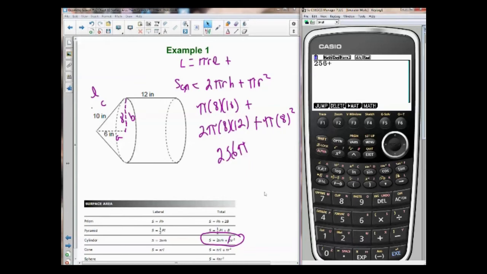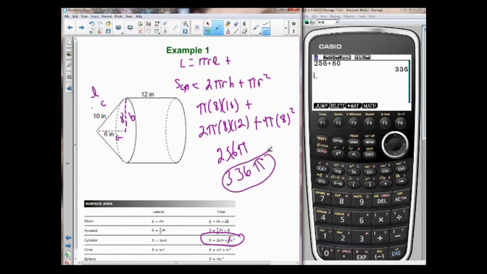256 plus 8 times 10, right? 8 times 10, so 80, plus 80. Boom, 336. So my actual complete full answer is 336 pi. And that's what I would put in the calculator to find my approximate, if I so desired.